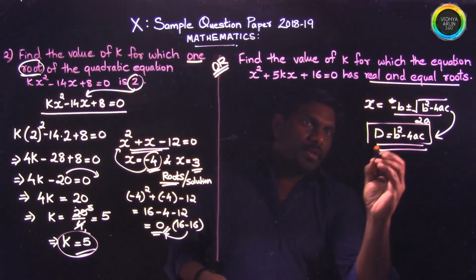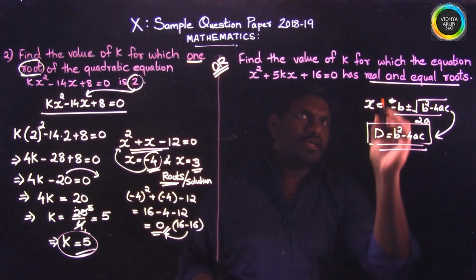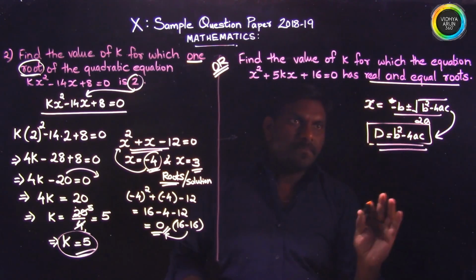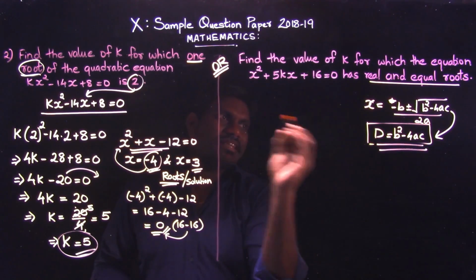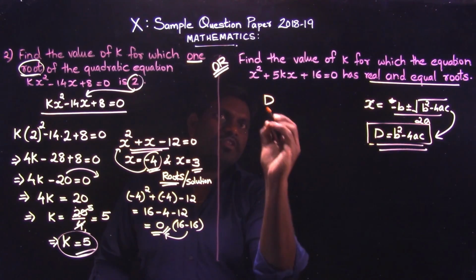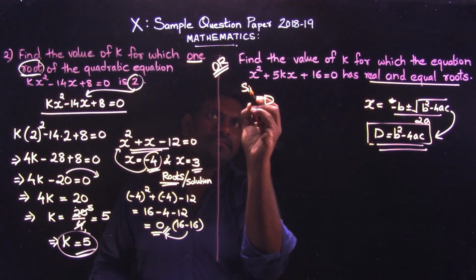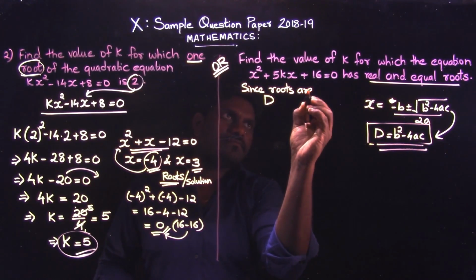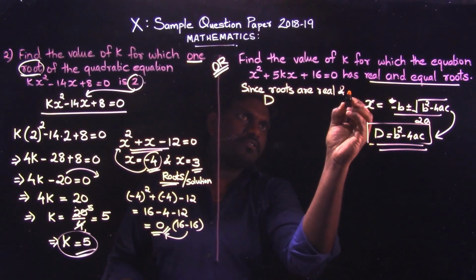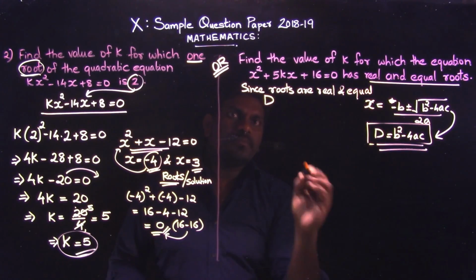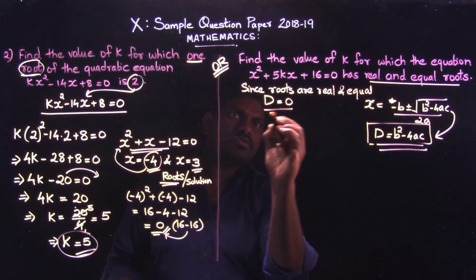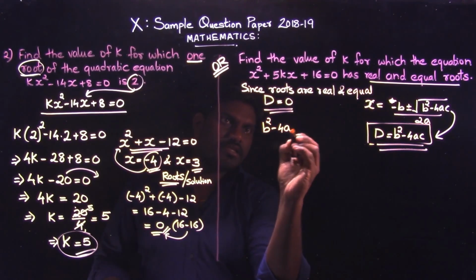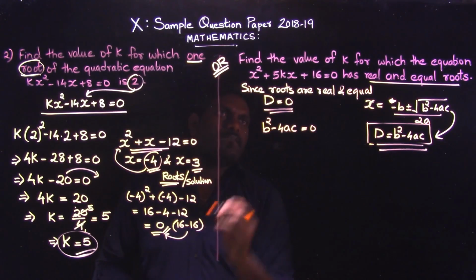Fine. So whenever you have a question like this where it's asked that the roots are real and equal, then you need to definitely check what is D. So D, when you check it, since roots are real and equal, what should it be? D should be equal to 0. That means b square minus 4ac is going to be 0.